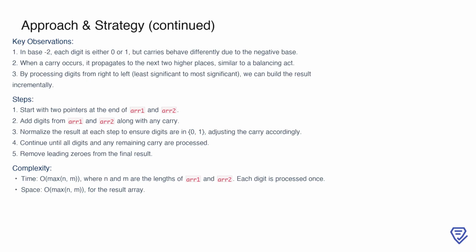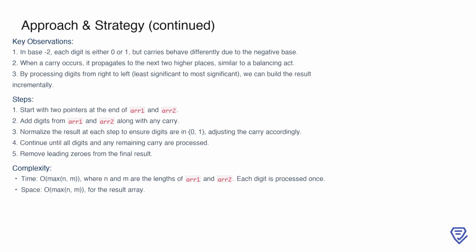The result is then normalized to ensure that each digit remains within the valid set of 0 and 1, and the carry is updated accordingly. This process continues until all digits have been processed, and any remaining carry is also accounted for. Lastly, we remove any leading zeros from the resulting array to ensure the output is in its proper minimal form. This approach is significantly more efficient, with a time complexity of O(max(n, m)), where n and m are the lengths of the input arrays, since we process each digit only once.